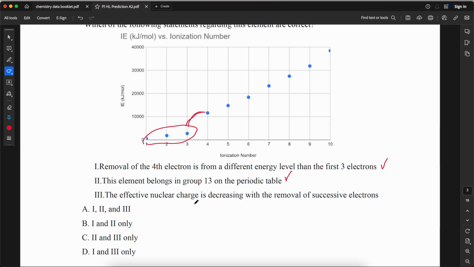The effective nuclear charge is decreasing with the removal of successive electrons. It shouldn't decrease, it should increase, because after removing the electron, the atomic radius will be smaller, so it has a greater attraction. So the nuclear charge should increase with the removal of successive electrons. Therefore, the answer will be B.